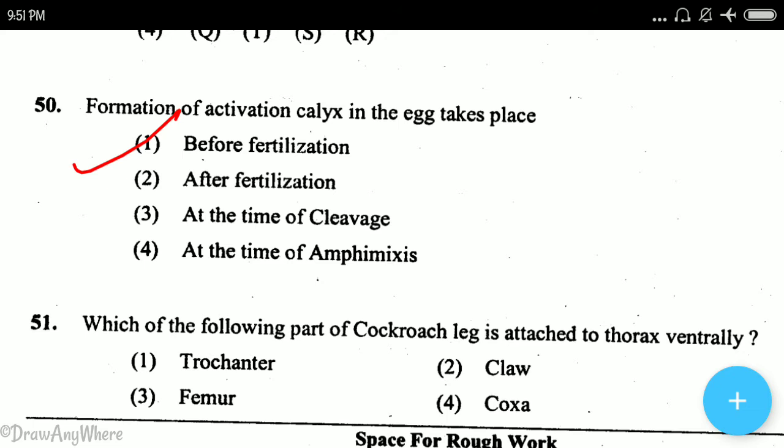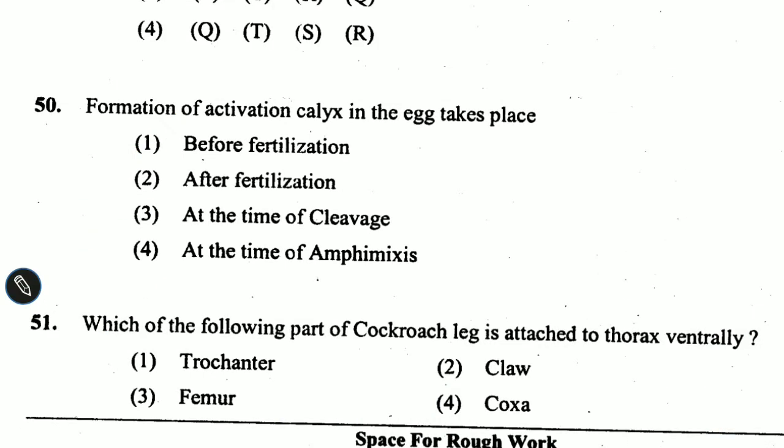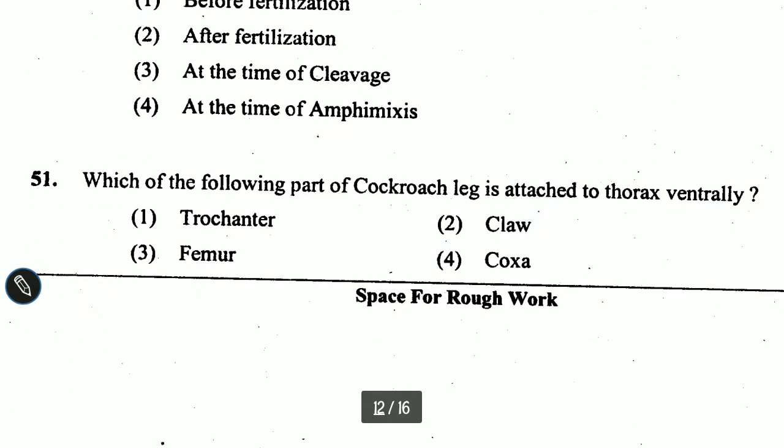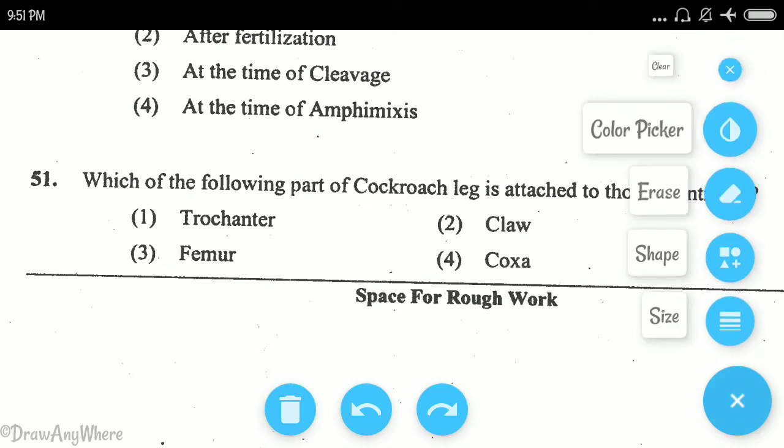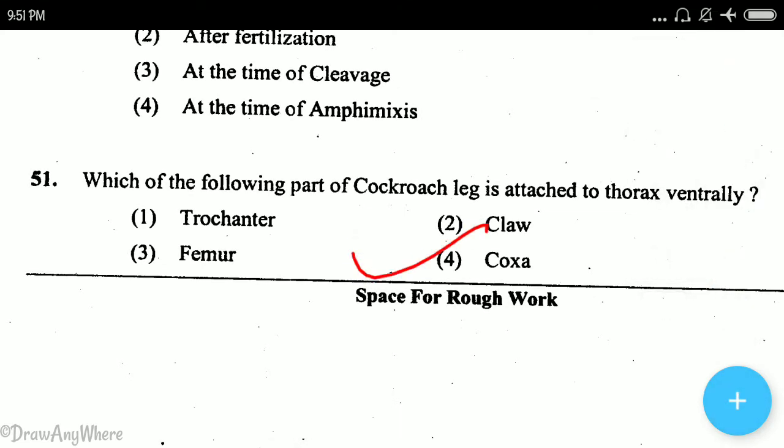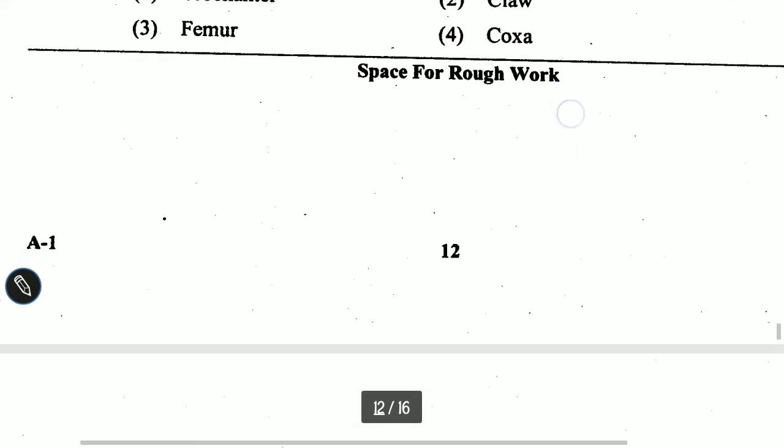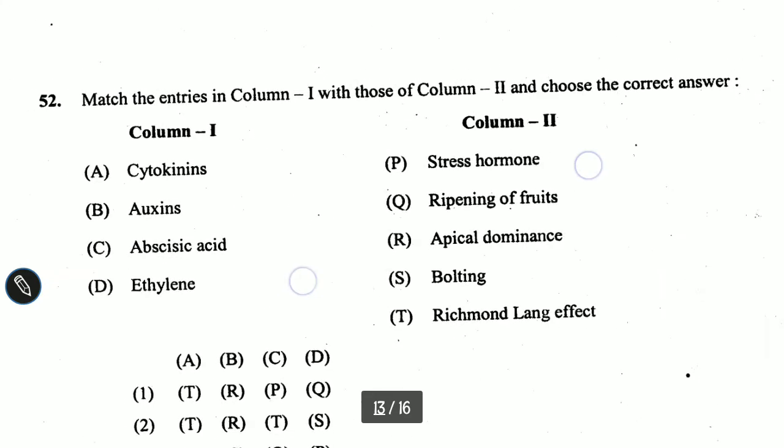Let me clear the question. Which one of the following parts of the cockroach leg is attached to the thorax ventrally? The answer will be coxa. Now we're coming to the next question. Match the column here.